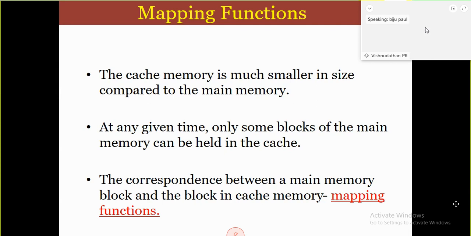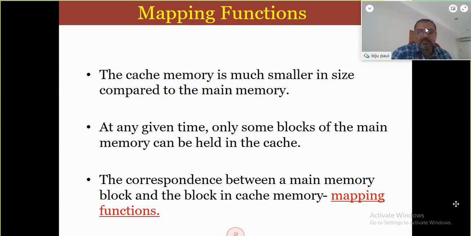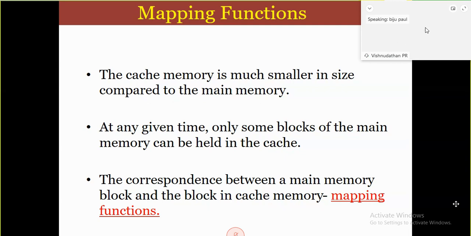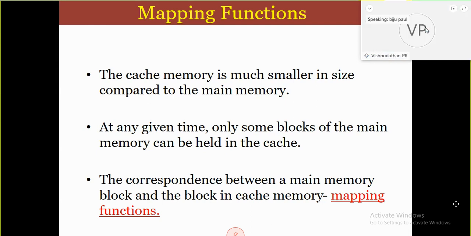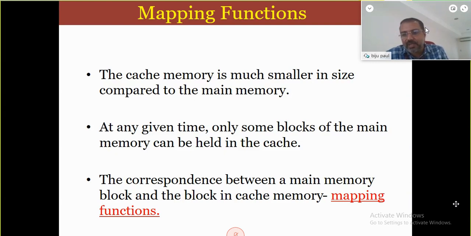Okay, sir, we have a question. Do the instruction and control information also get stored in cache memory for fast execution? Whatever the processor requires, it can be an instruction, it can be some data, whatever the processor requires, that will be loaded to the cache memory, irrespective of anything.